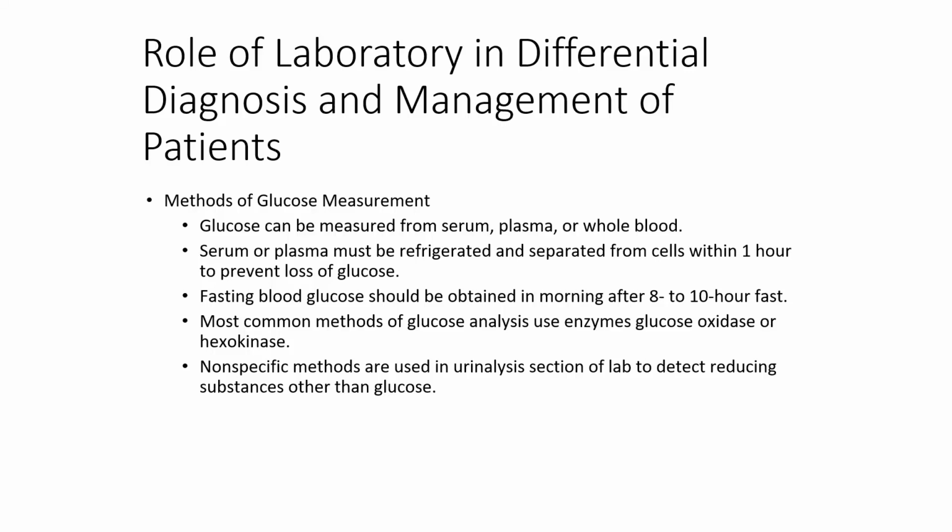So now the important stuff. So methods of glucose measurement. Glucose can be measured from serum, plasma, or whole blood. Serum or plasma must be refrigerated and separated from cells within 1 hour to prevent the loss of glucose.